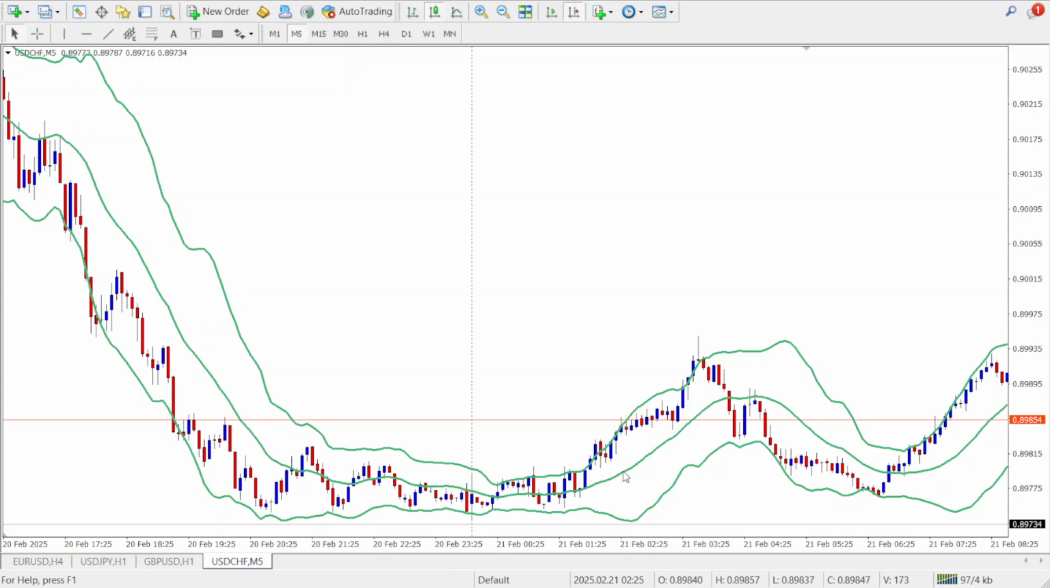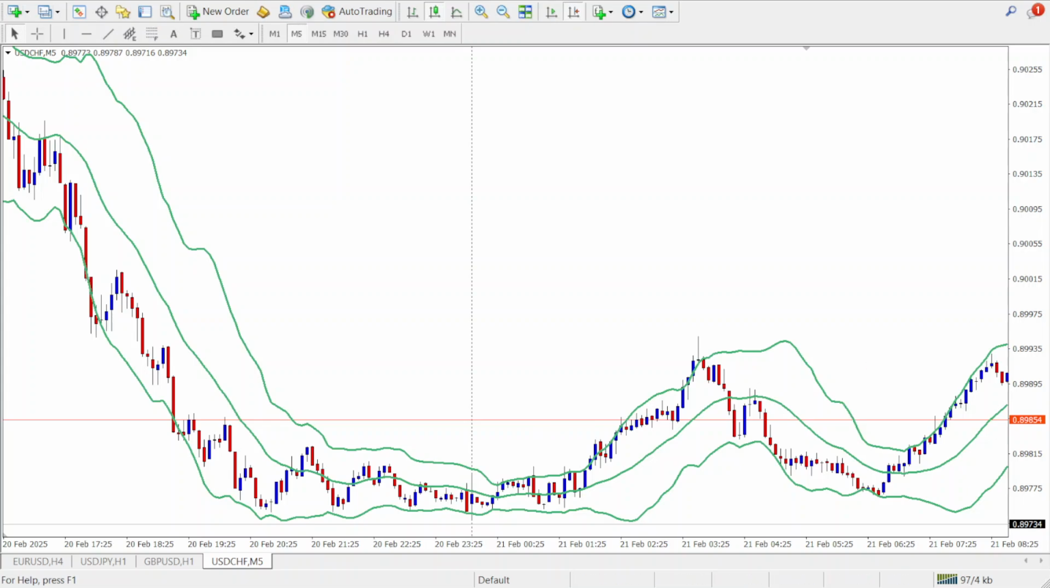Always set your stop loss. To manage risk, set your stop loss just inside the bands and aim for a risk to reward ratio of at least 1 to 2. If you're risking $1, you should be targeting at least $2. Now, this strategy works especially well when you are in a market with low volatility but expect a breakout to occur, like during news events or market reactions to key economic data.